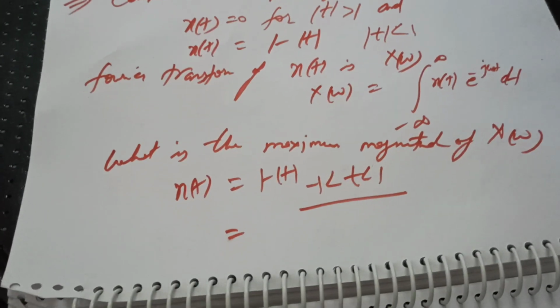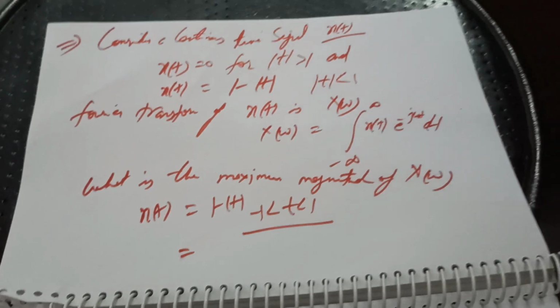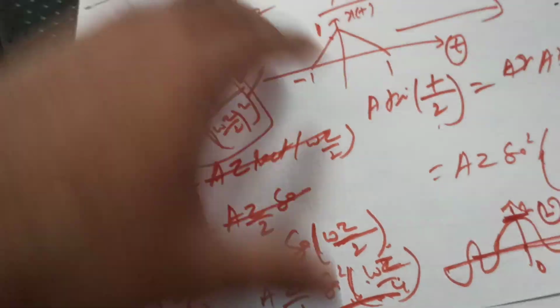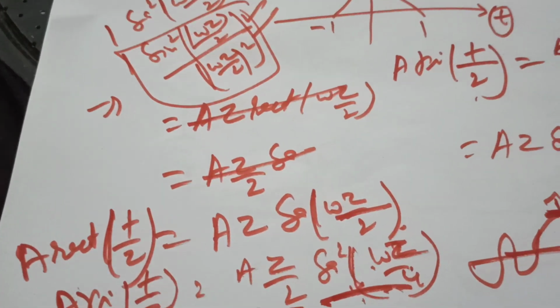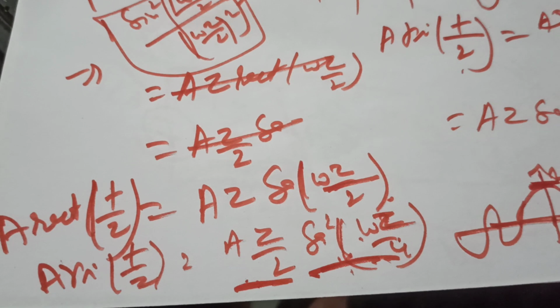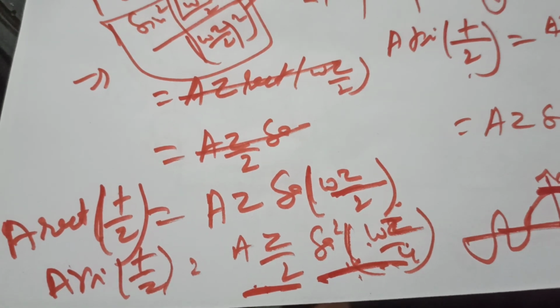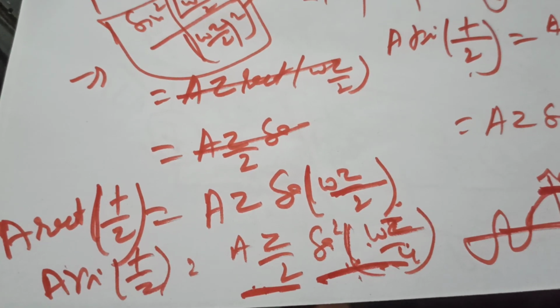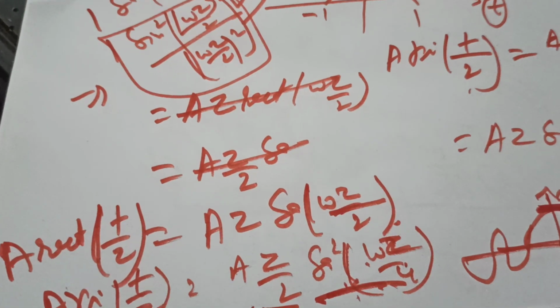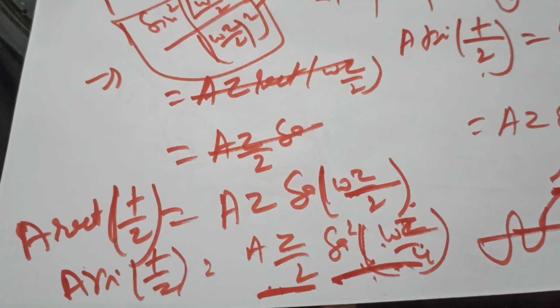Now let's begin with some properties. I am not going to emphasize on this part. I just want to let you revise one formula. A rectangular t by tau gives us a tau sampling omega tau by 2 as Fourier transform. A triangular t by tau gives us a tau by 2 sampling square omega tau by 4. This needs to be remembered very well. This is very important. Clear?